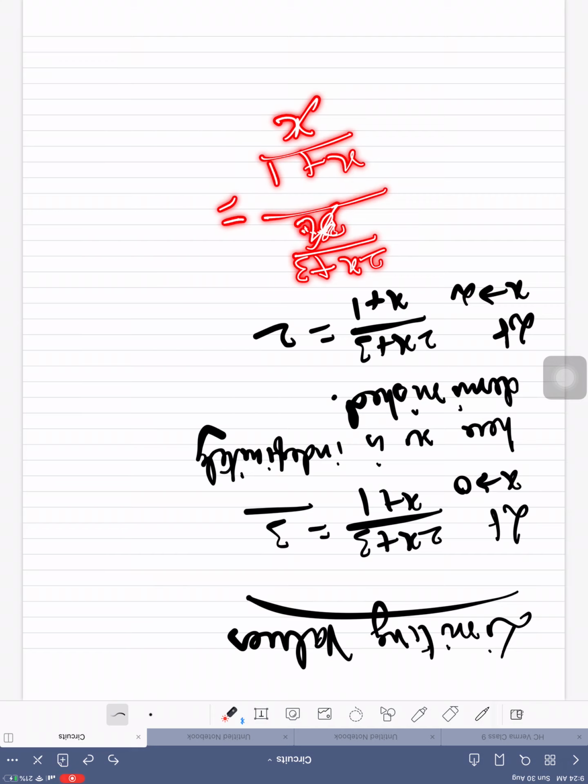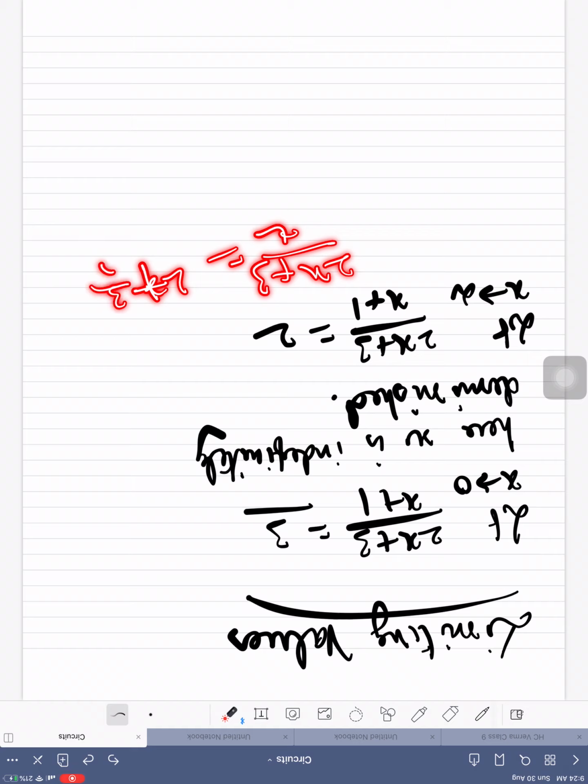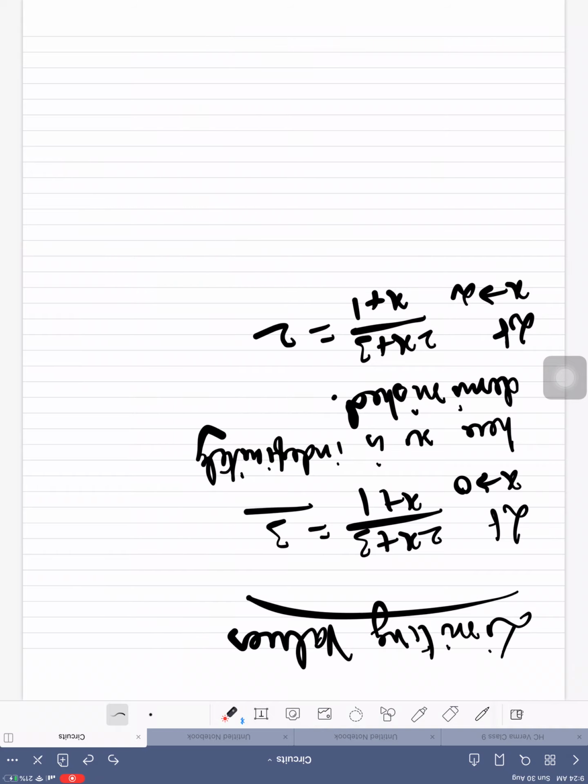I want this to be 0. X tends to infinity means 1 by x tends to 0. So 2x plus 3 by x means what? 2 plus 3 by x. Then this becomes 0 because 1 by x tends to 0. So 2 will be there by 1. That's it. Okay, no doubt.